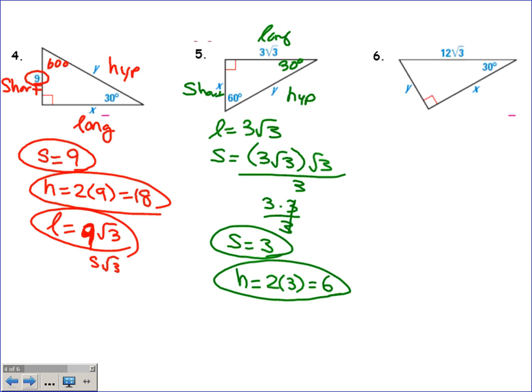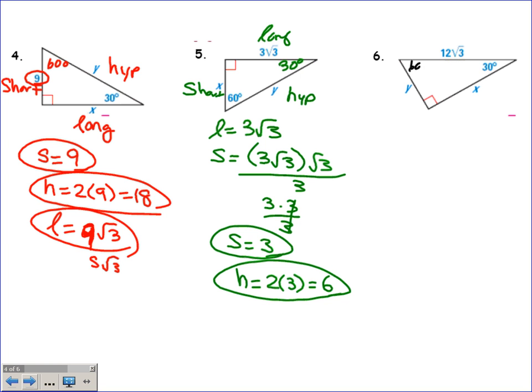Hopefully you solved them in these orders. If you have the long leg of 3 square root of 3, the short leg is always found by multiplying by the square root of 3 and then dividing by 3. So that equals this. And then you can find the hypotenuse to equal 6. Any questions on that?